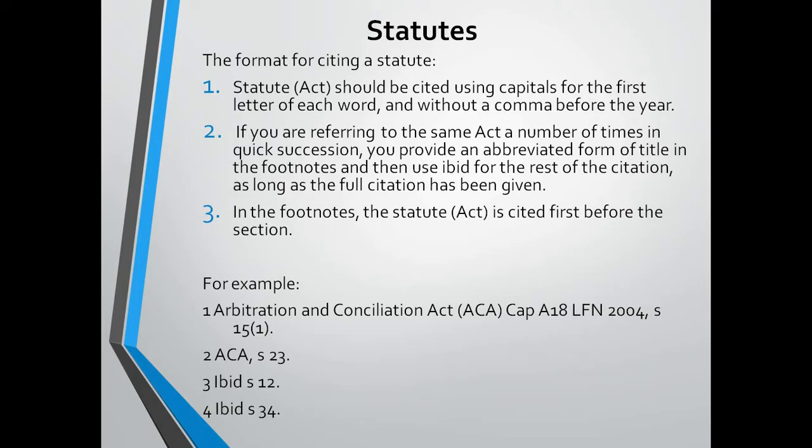For example, you are citing the Arbitration and Conciliation Act. This is what it entails. You write the Arbitration and Conciliation Act, ACA, Cap 118 LFN 2004. Then your section 15, subsection 1. Subsequently, if you have to cite the same act, you use the initials, ACA, that is the abbreviated form, ACA section 23, and then if you have to continue, use Ibid for the same act, Ibid section 12, Ibid section 34 and so on.